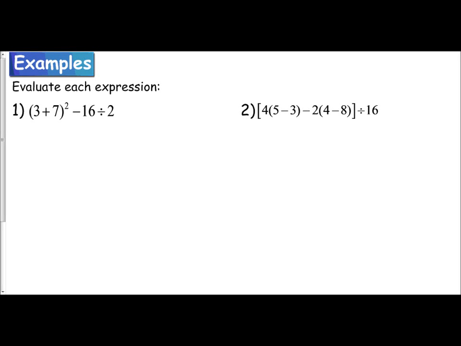The first set of examples we're going to be doing are ones that involve giving a numerical expression, evaluating it, and we're going to be using our order of operations. So we're going to be looking for any parentheses or grouping symbols first, then any exponents, then we do any multiplication division at the same time, left to right as they appear, and then we do addition subtraction at the same time, left to right as they appear.